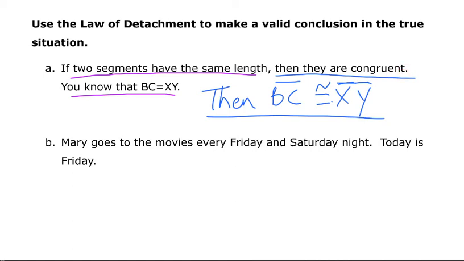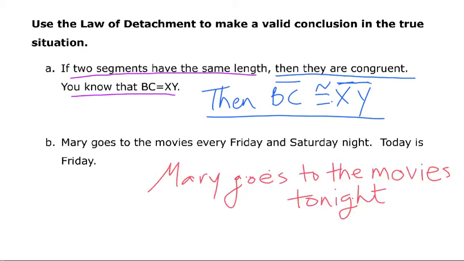So next, Mary goes to the movies every Friday and Saturday night. Okay, so that's a true statement. We're assuming that that is true. Today is Friday. So the conclusion that we can make then is that Mary is going to the movies tonight.